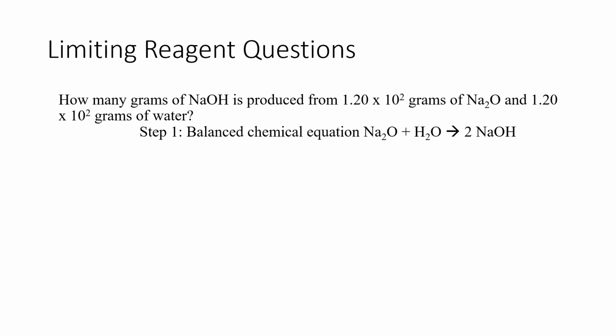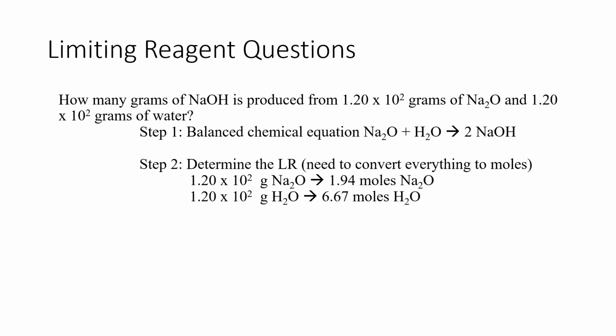Unfortunately, this is not correct because remember, sodium oxide and water will have different molar masses. So with that being said, the number of moles might be different depending on the molar mass. So the next step should be converting everything into moles, and then from the moles value calculated, you can determine which one is the limiting reagent. So this is exactly what I did here. I have 120 grams of sodium oxide.